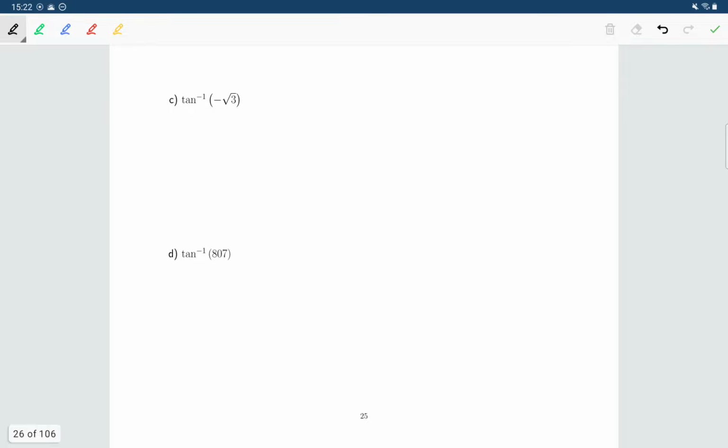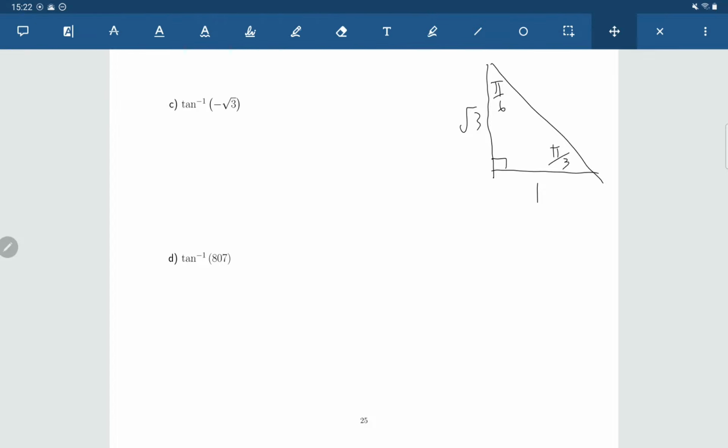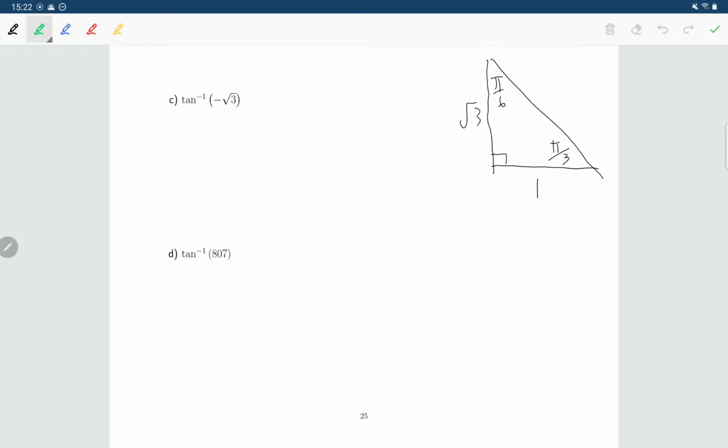Tangent inverse of negative root 3. This is, again, something where we're going to need to think about special triangles for a moment. And I know that root 3 shows up in my 30, 60, 90 triangle: pi over 6, pi over 3, and pi over 2. If you're looking at that special triangle and you're looking at tangent of pi over 3, that would be opposite over adjacent. Tangent of pi over 3 would be root 3 over 1.